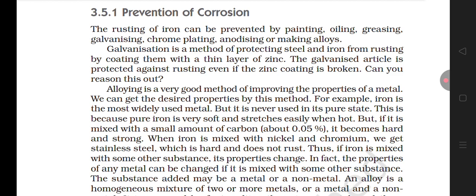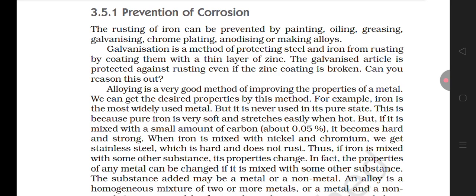So a galvanized article is protected against rust even when the zinc coating is broken. Can you guess the reason for this? Dear student, tell me the reason. This is very simple. I guess you know, because you already know about galvanization. I hope you have read about it in class 8th or 9th. I don't remember, but you have read it. So please tell me in the comment section. Otherwise, it's very easy, I'll tell you.